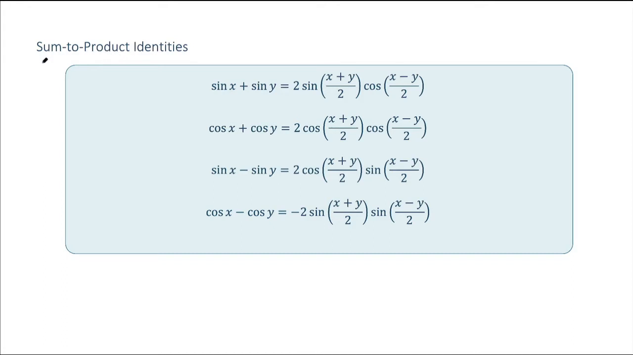We have some sum to product identities that show us if we are adding two trigonometric functions, sines and cosines, or even subtracting, we can write those as a product of sine and cosine functions. Now, these look pretty complicated. I'm going to go ahead and prove one of them for you so you can see where these come from. I'm going to just do this first one here, the sine of x plus the sine of y.